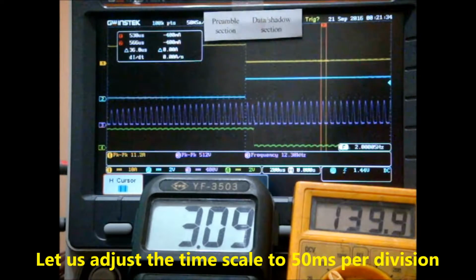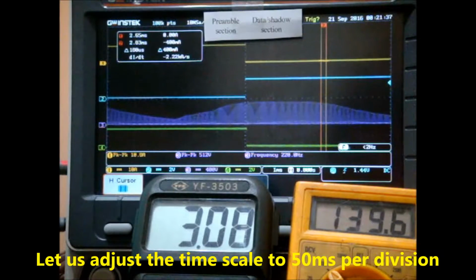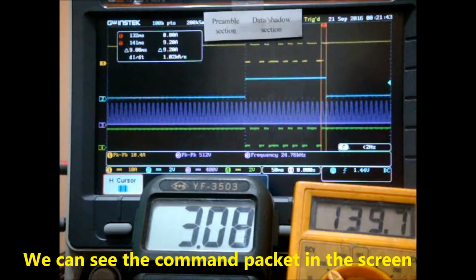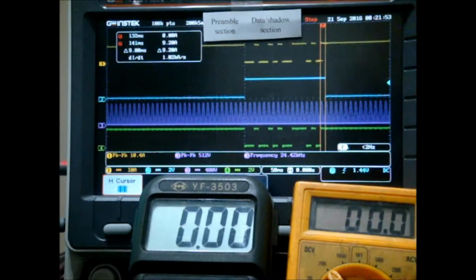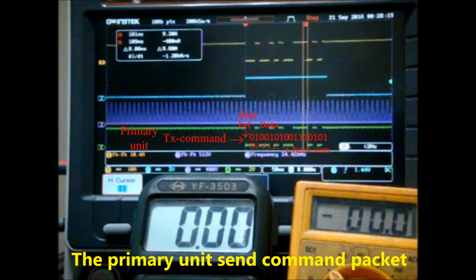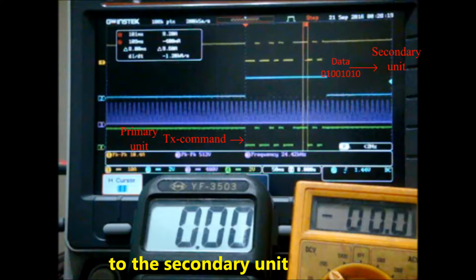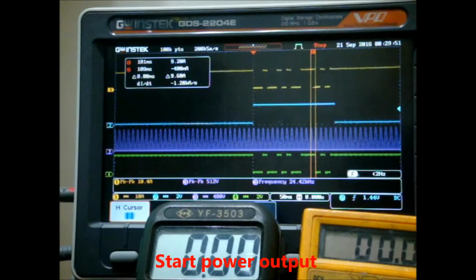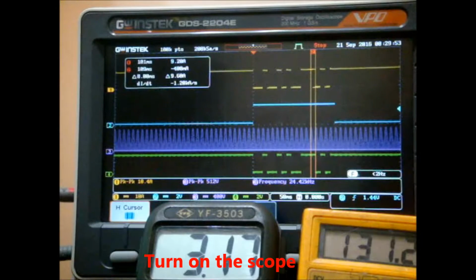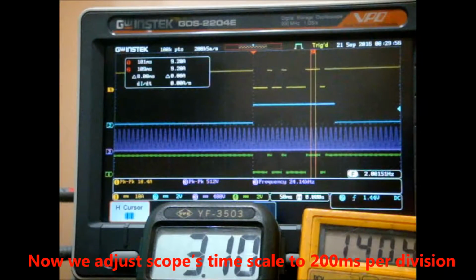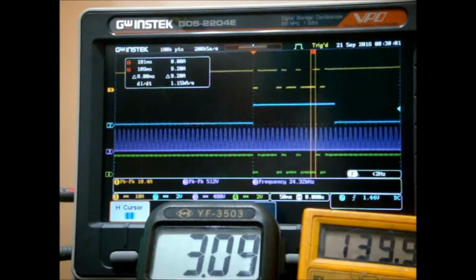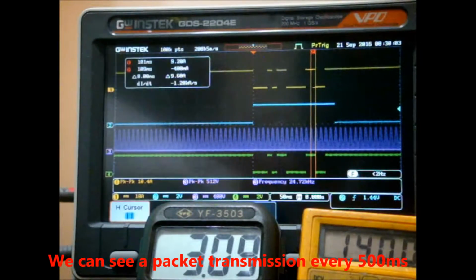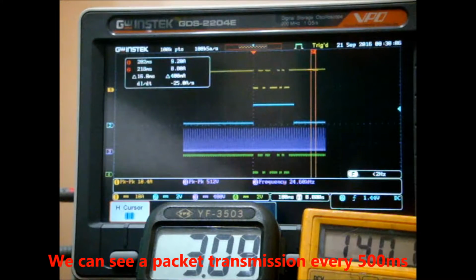Let us adjust the time scale to 50 milliseconds per division. We freeze the scope and stop power output. The primary unit sends a command packet to the secondary unit. Start power output. Turn on the scope. Now we adjust the scope's timescale to 200 milliseconds per division. We can see a packet transmission every 500 milliseconds.